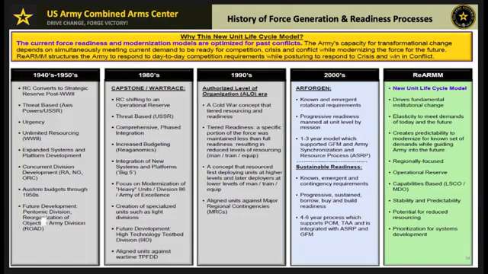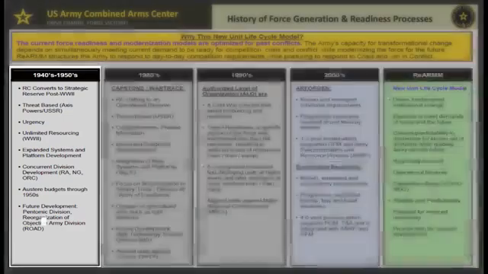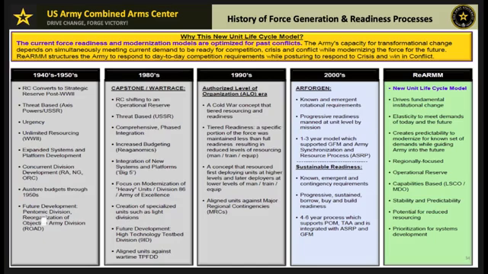This slide outlines the evolution of force generation models and readiness approaches that led up to the regionally aligned readiness and modernization model. In the 1940s and 50s, post-World War II, readiness was kind of unlimited. I mean, the resourcing was unlimited. This period featured rapid force expansion and force design approaches such as the Reorganization of Objective Army Division, or ROAD.